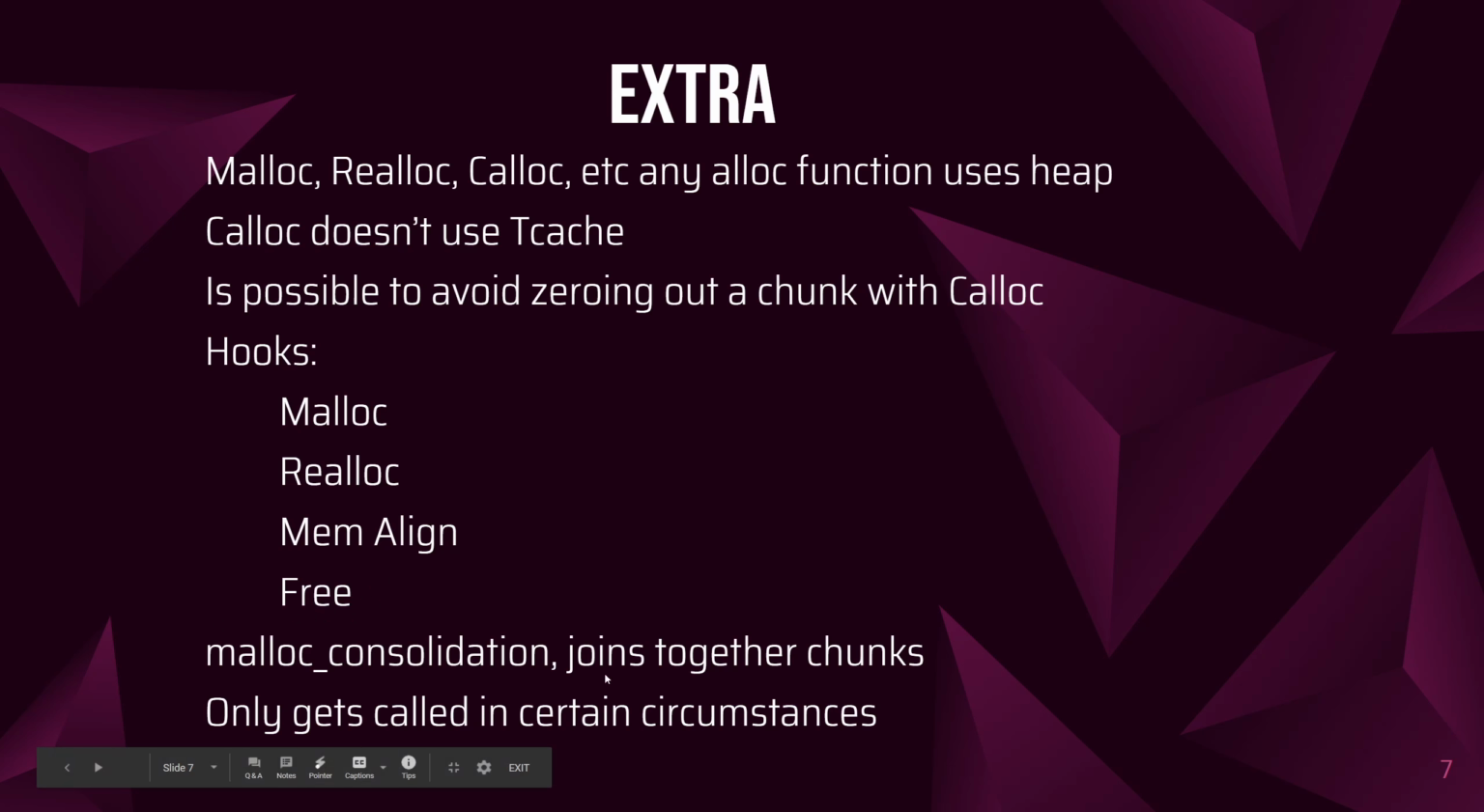Malloc consolidate joins together chunks, and this only gets called in certain circumstances. So if you were to free a bunch of fast bins, they'll probably be put on the fast bin list, but they won't actually be consolidated, and we'll see that later.